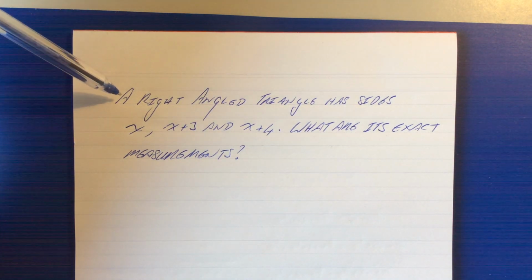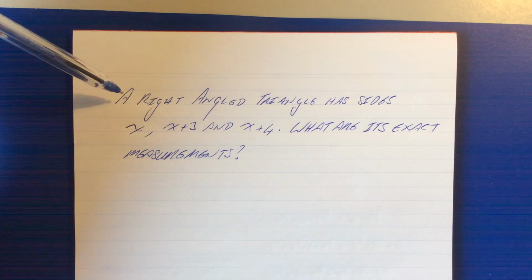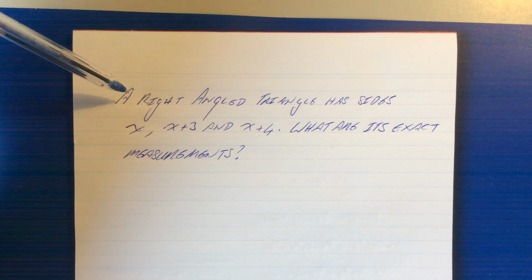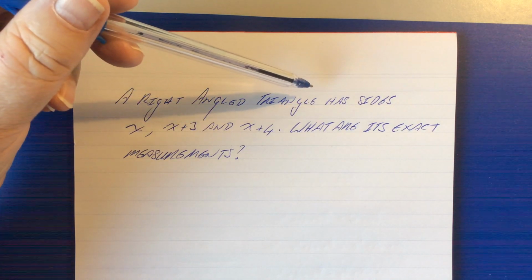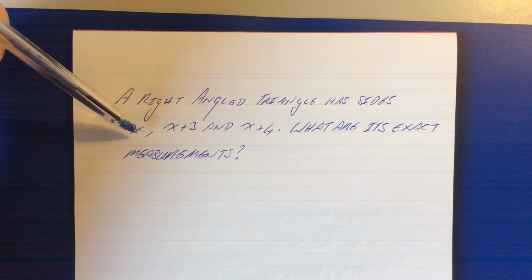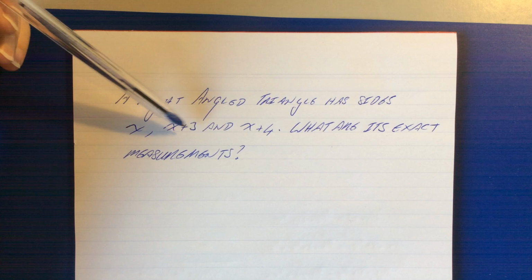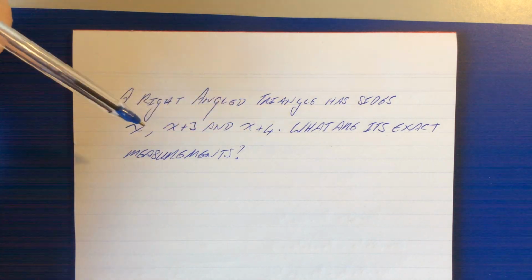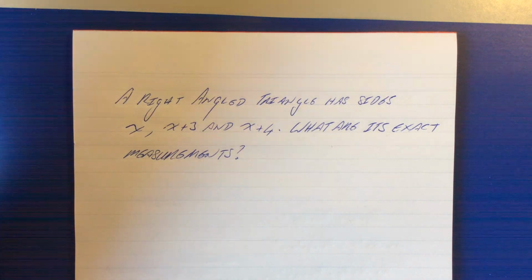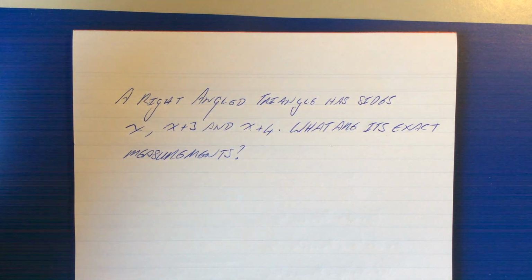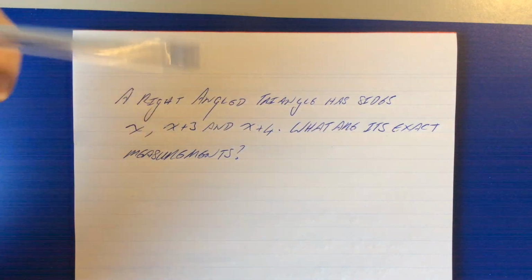Our problem today is, I guess, substantially a geometry problem, but all sorts of other elements come into it. A right-angled triangle has obviously three sides. They measure x, x plus 3, and x plus 4. So we don't have numbers for them. We have expressions, pronumerals. What are its exact measurements?